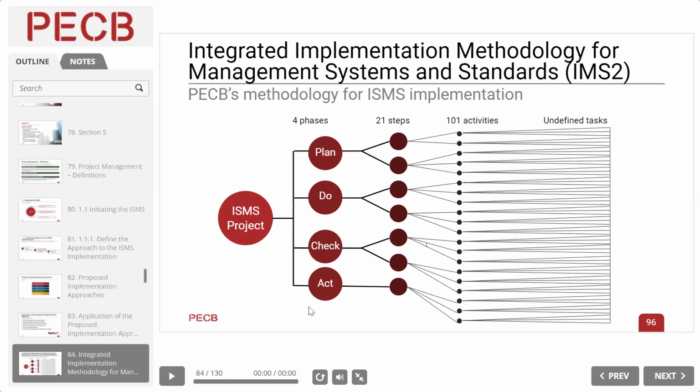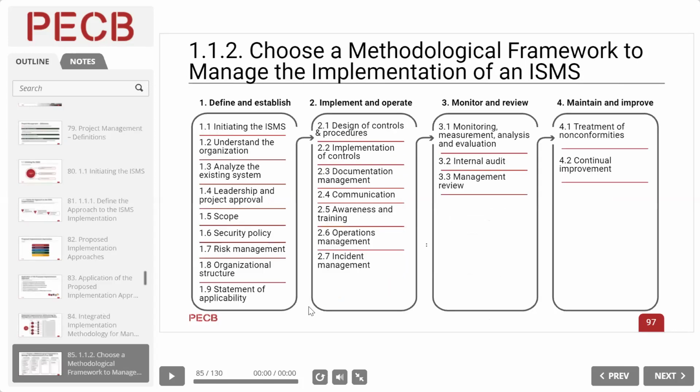So this is a methodology. This is the methodology advocated by PCB, and this is the methodology used to deliver PCB training. The methodology is dependent on whoever is implementing. The standard does not advocate any specific methodology. It's up to you, what suits your environment and what suits the culture of the organization.